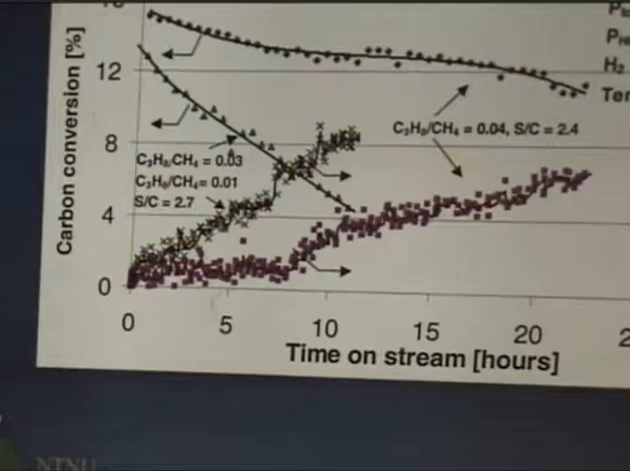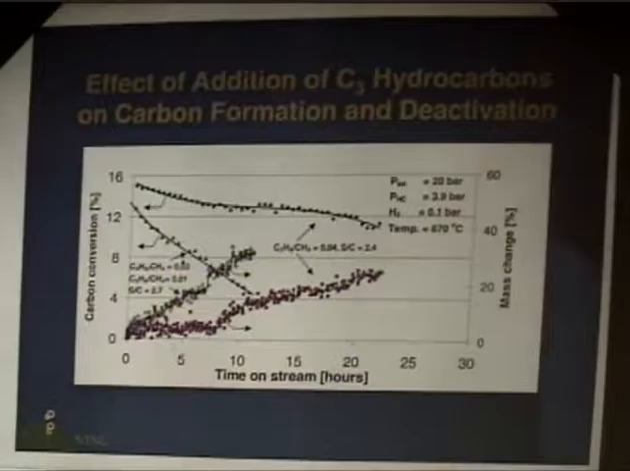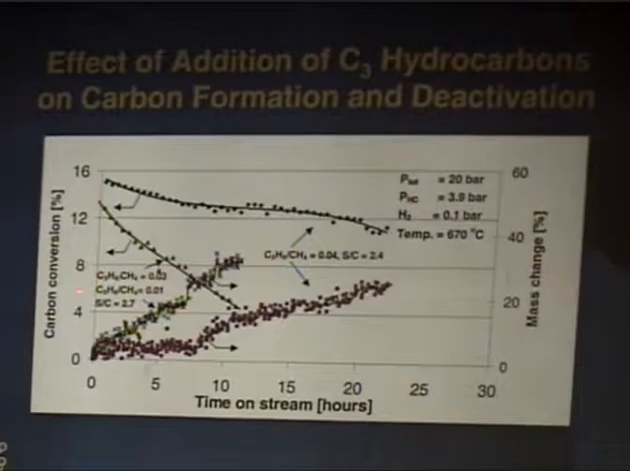with a little bit of hydrogen in it. And you can see we have also added a small amount of C3, propane. That's a 2.4 steam to carbon ratio. However, if we add olefins, even a small amount of olefins to this reactor, we get much more carbon formation and then deactivation. So in this case, deactivation, at least part of it, is due to carbon formation.